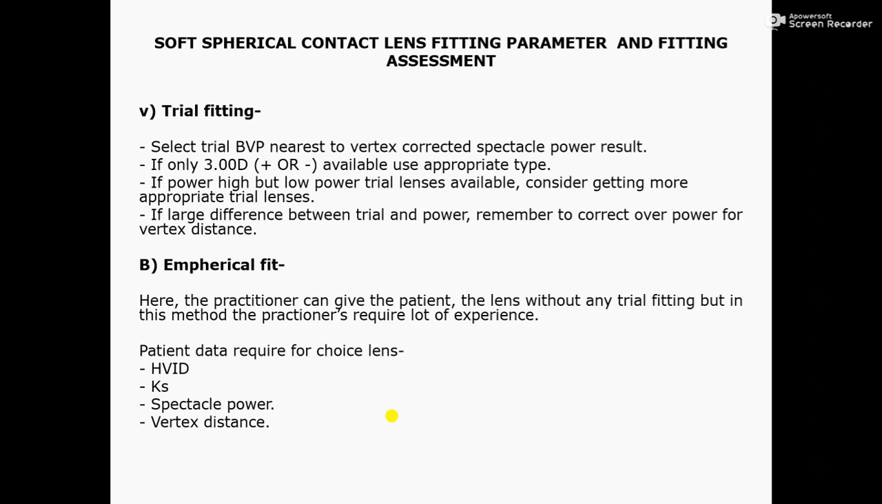Number two, empirical fit. Here the practitioner can give the patient the lens without any trial fitting, but in this method the practitioner requires a lot of expertise. Here also we should check patient data like horizontal visible iris diameter, keratometer readings, spectacle power of the patient, and vertex distance also we should measure.